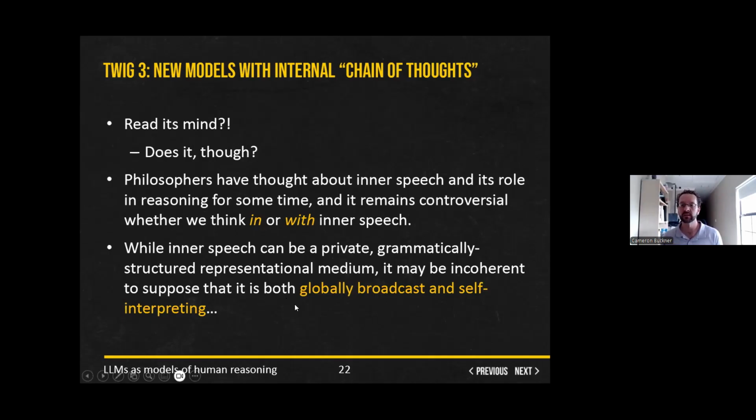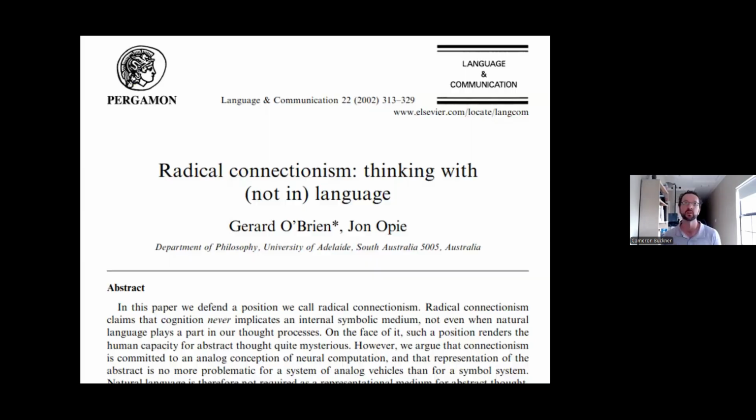In general, there's a lot of work in this area that's quite sophisticated that argues that while inner speech can be a private, grammatically structured representational medium, that is, it is something that has representational content and it's structured in useful ways, it might be incoherent to suppose that it's both globally broadcast around the mind and self-interpreting, right? That it has the kind of exact content that we would think it does when we interpret it as language, right? So the idea here is we're reading these chains of thought in the models. We want to be very careful of the assumption that they are being processed by the model in the same way that we would process them as speakers of native language, right? That's the inference you want to be very careful of.